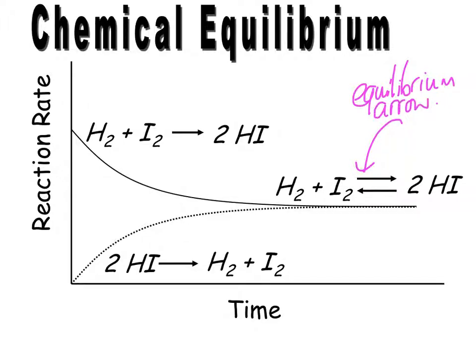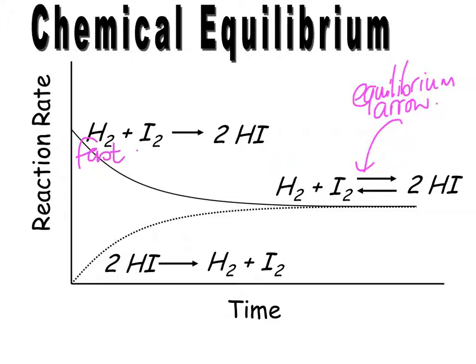That equilibrium arrow goes backwards and forwards, and let's think about what's on the axes here. I've got reaction rate on the y-axis and time. So this reaction rate is initially fast.